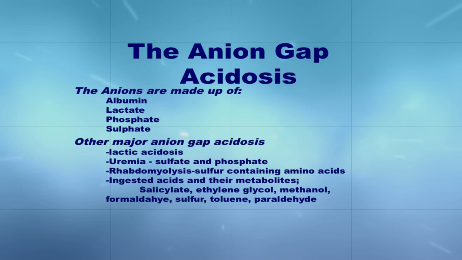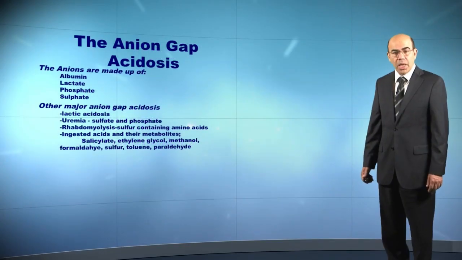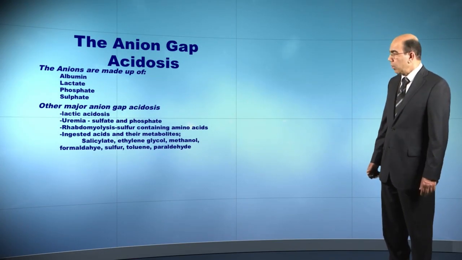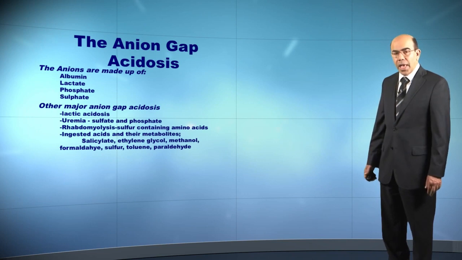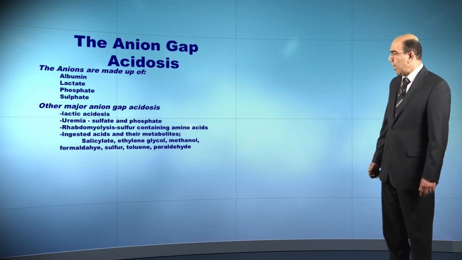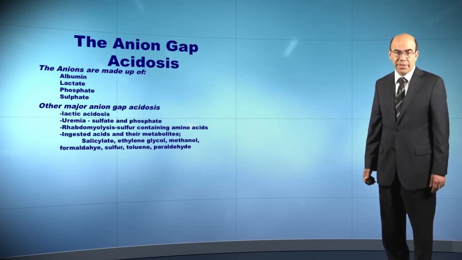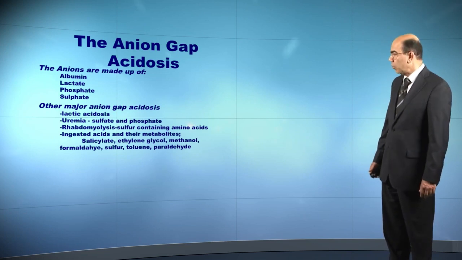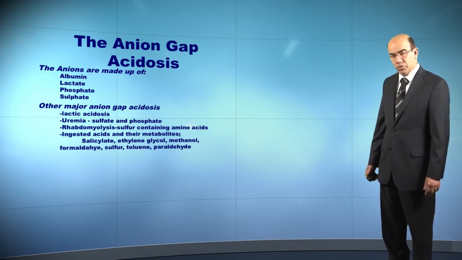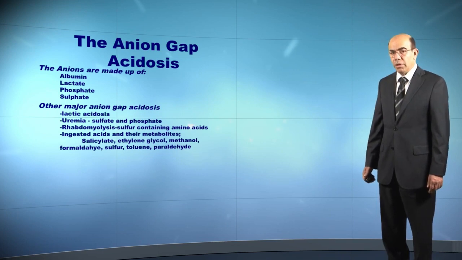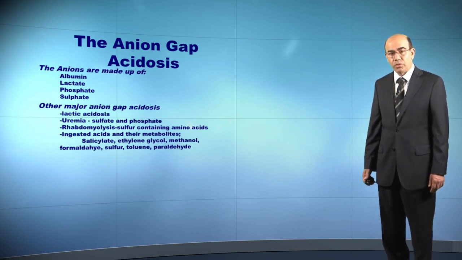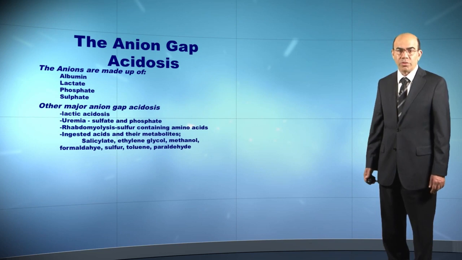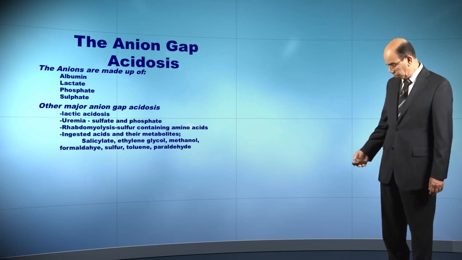However, there are also other high anion gap acidoses that can be confused with diabetic ketoacidosis. These are lactic acidosis, rhabdomyolysis, uremia, and acidosis due to ingested acids and their metabolites such as salicylate, ethylene glycol, methanol, and others. In general, in most of those high anion gap acidoses, the glucose is normal or certainly not very high.